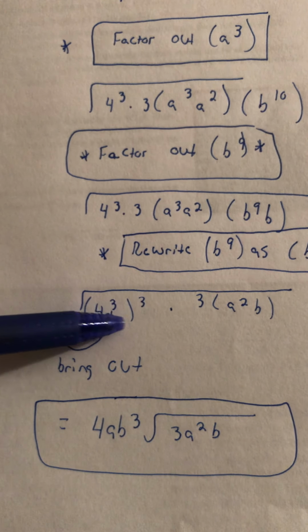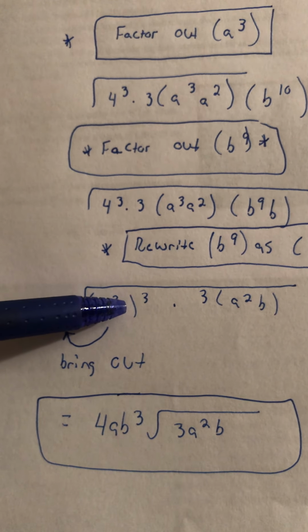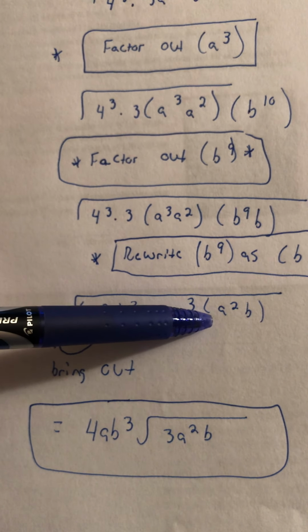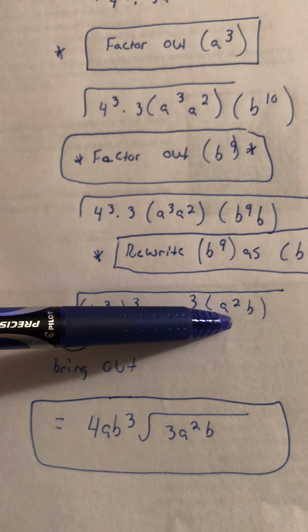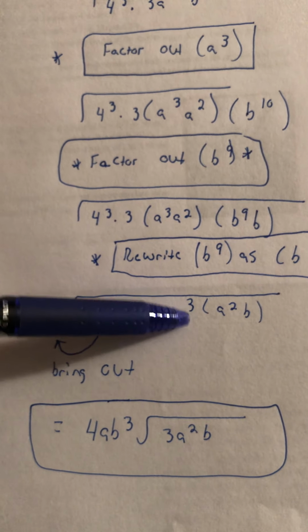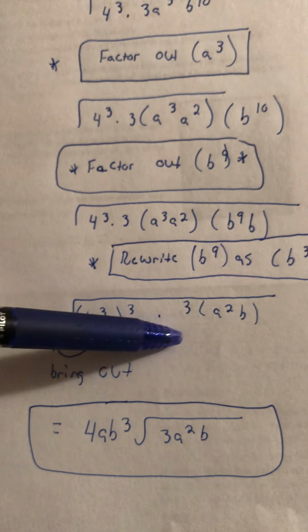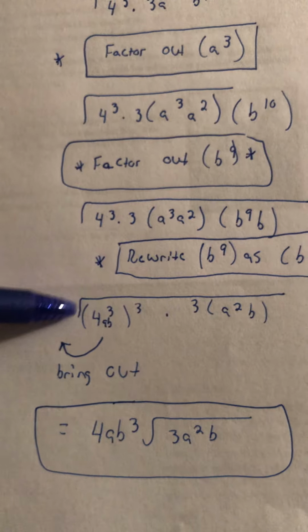Now that's not talking about this third, it's talking about what's in parentheses. You're bringing out what's in parentheses, okay? I can't bring this out because there was no way to make it my index. All right, so 3 didn't have anything perfect to go into it, so it had to stay in my radical. The only thing I could bring out was this.